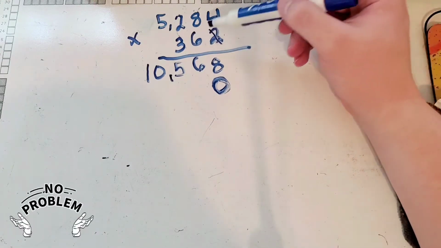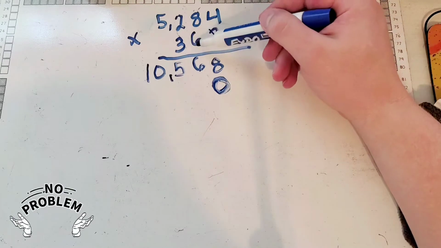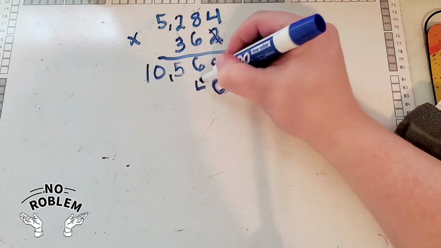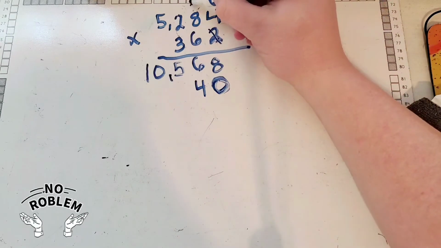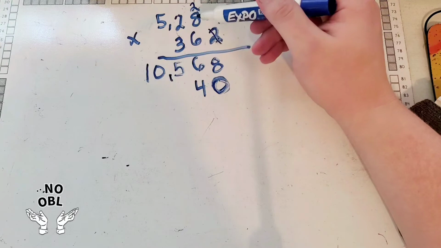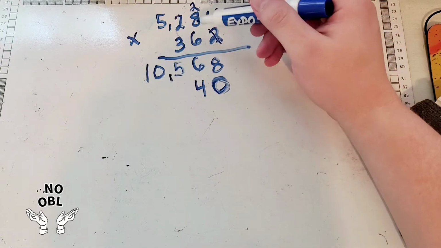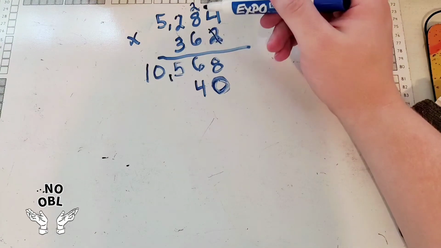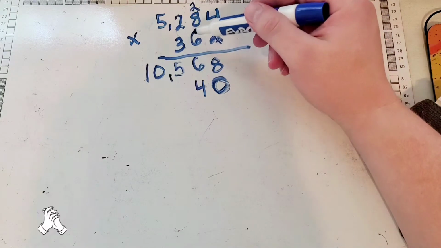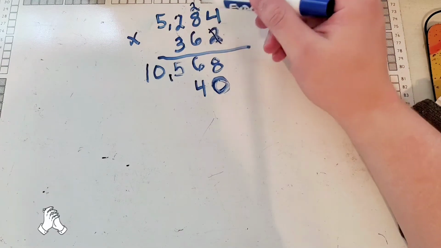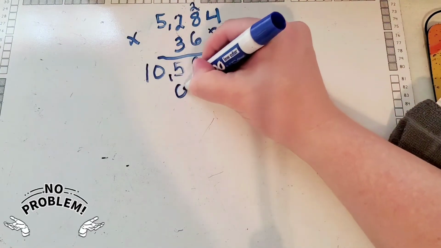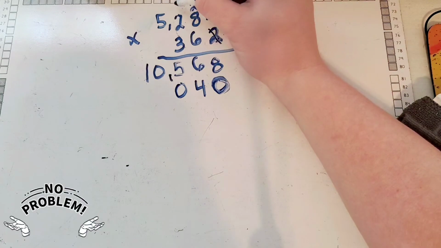So, I'm going to start multiplying my ones. 6 times 4 is 24. So I'm going to put my 4 down here, put my 2 up here. 6 times 8. If you don't know 6 times 8, you can think about, what's 8 times 5? 8 times 5 is 40. So 8 more would be 48. So 6 times 8 is 48, plus 2 more is 50. Put my 0 down, put my 5 up here.